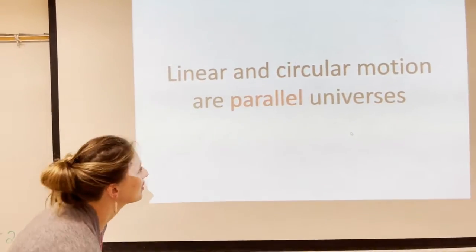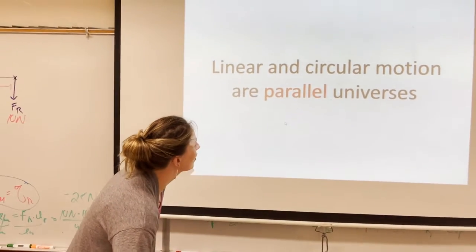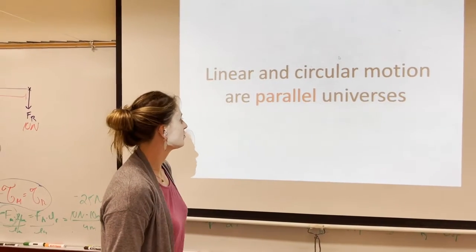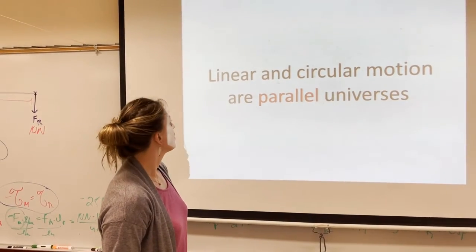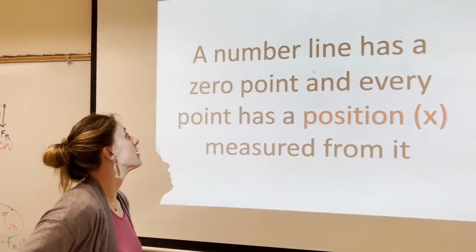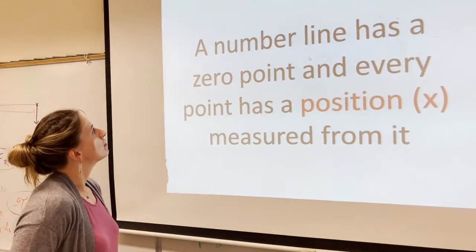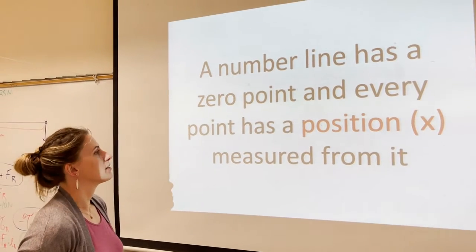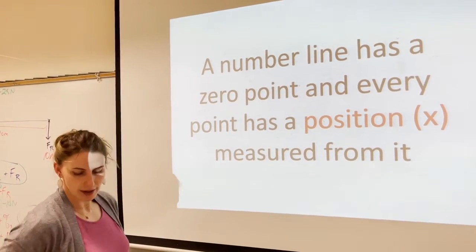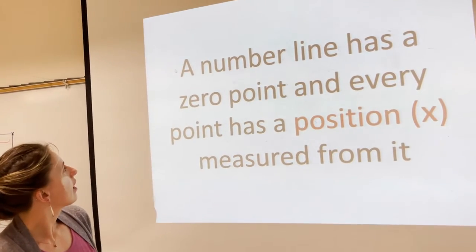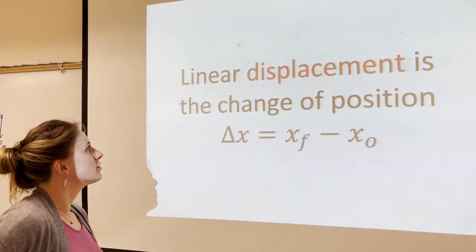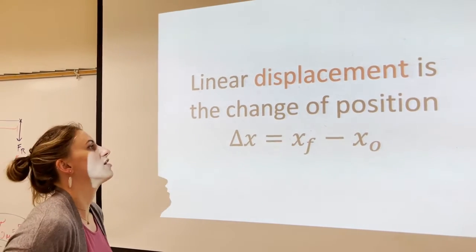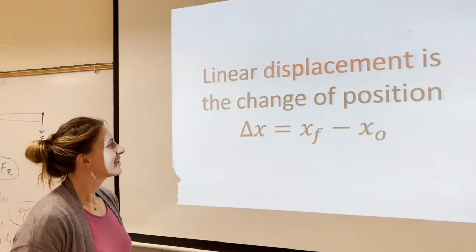All right. So linear and circular motion are parallel universes. Okay, changing gears here a little bit. Let's talk about how the kinematics here are the same, or similar, if you will. A number line has a 0 point, and every point has a position, x, measured from it. To the right is positive, to the left is negative. Linear displacement is the change of position, the final minus the original. Always.